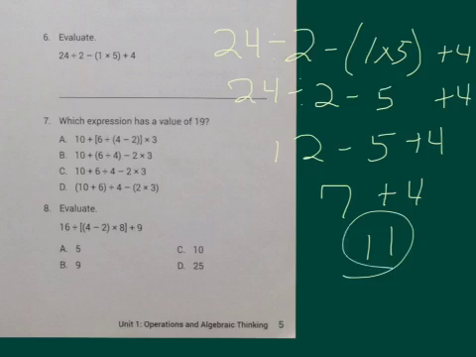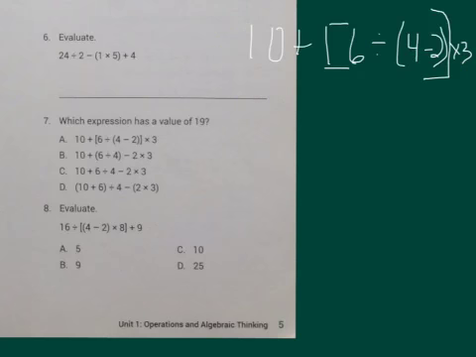Let's go to number 7. So 7 says, which expression has a value of 19? There again, we're going to have to work all the problems to figure out which one is going to equal the value of 19. So let's get started. Okay, so first off, we're going to do inside the parentheses. So we know 4 minus 2 is going to give us 2. So let's write out the rest of our problem.